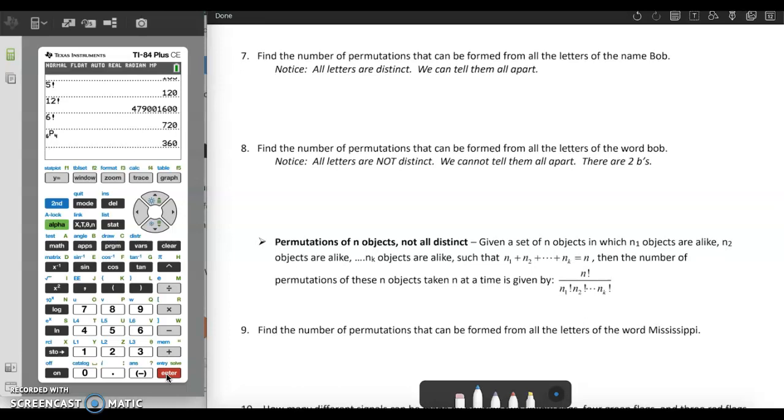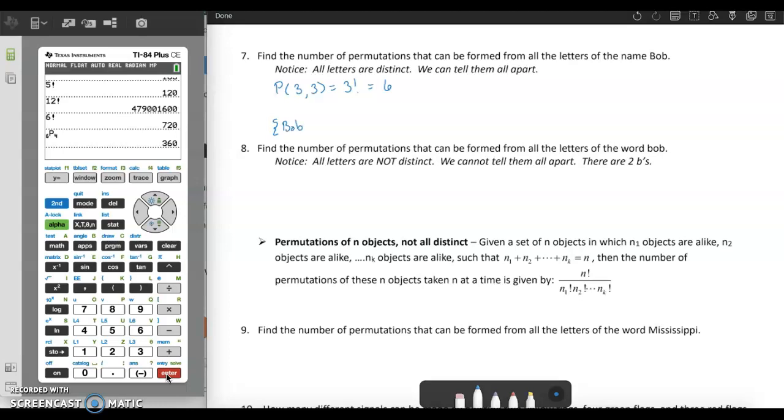Okay, so find the number of permutations that can be formed of all the letters in the name Bob. Notice in this case that all the letters are distinct. We can tell them apart because one is a capital B and one is a lowercase b. So I can actually tell those apart. Okay, so I have in this case a permutation that I want to do of 3 different letters, 3 different objects, and I want to permute all 3 of them. So by definition, we know that this should be 3 factorial, which is 3 times 2 times 1, which is 6.